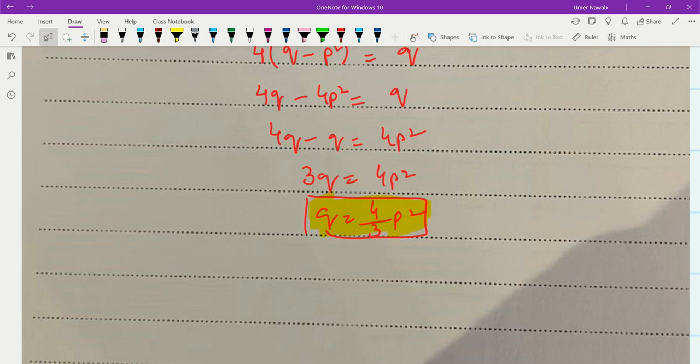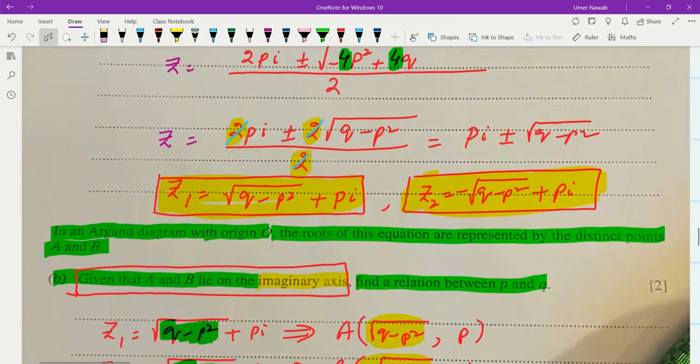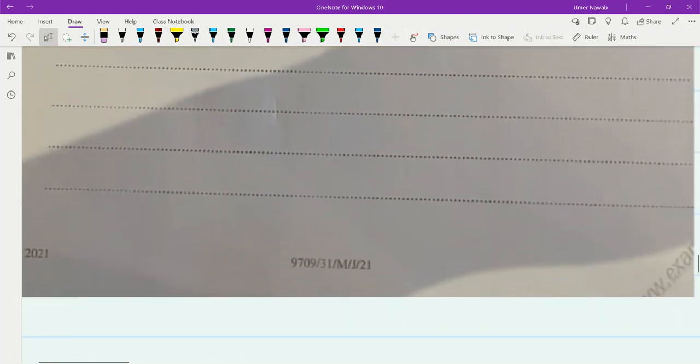Thank you, boys. I think this topic of complex numbers, which was totally based on equations and the geometry of complex numbers, is very, very important for the final exams.